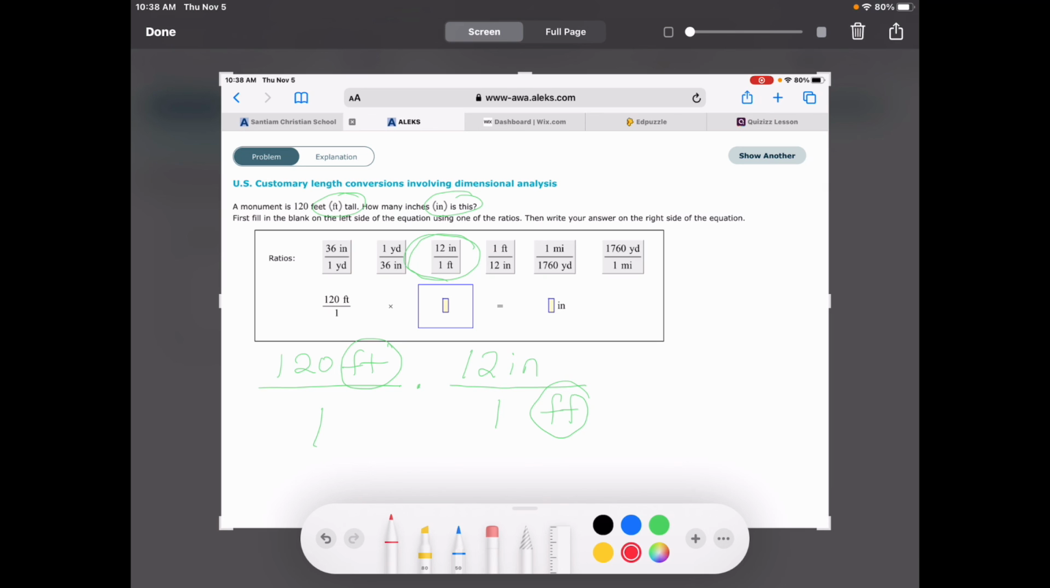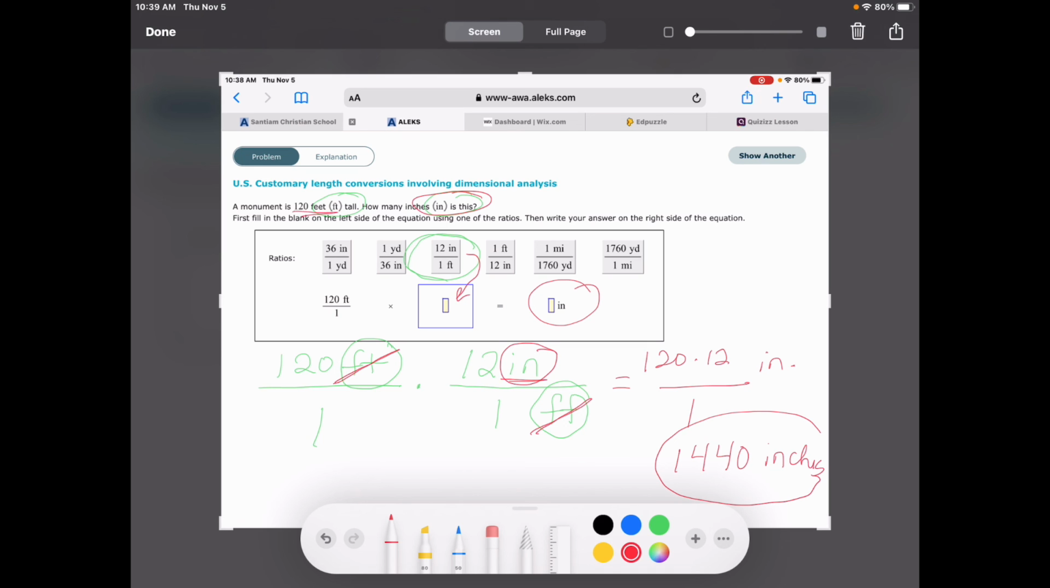So what we know is that feet is going to cancel with feet, and I will have inches left over. That was my objective, so that's good. Now I can choose that for that box and do this math. 120 times 12 over 1 times 1, and that final result is going to be in inches. So I'm just going to do that. 120 times 12 is 1,440 inches. And that's my answer here. What I'm saying is 120 feet is the same as 1,440 inches.